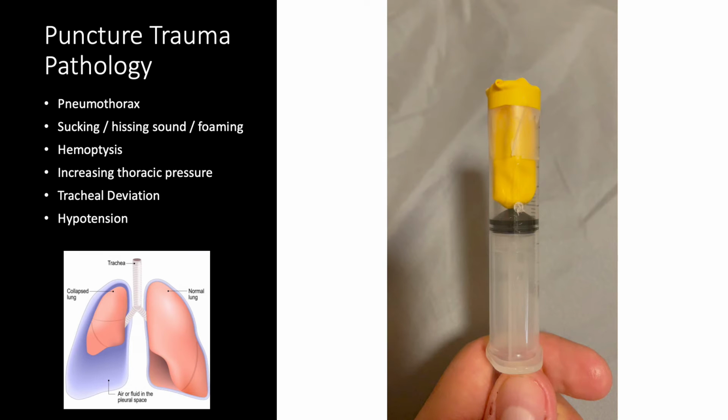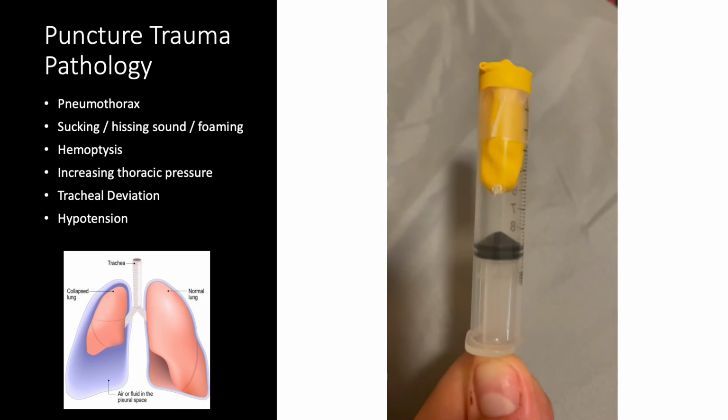So we can talk about one good example being chest puncture trauma, which generally leads to a pneumothorax, which first we will generally see as a wound that gives out a sucking, hissing sound and foaming around the edges. The patient will generally cough up some blood. It's going to lead to increasing thoracic pressure, eventually tracheal deviation, and hypotension.